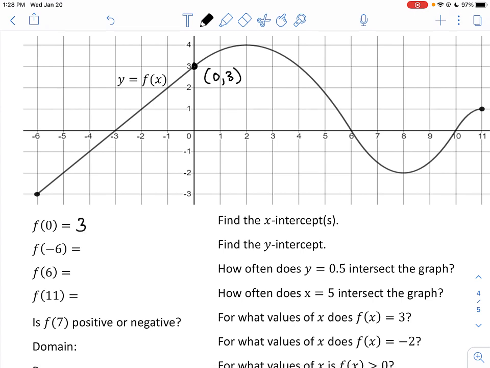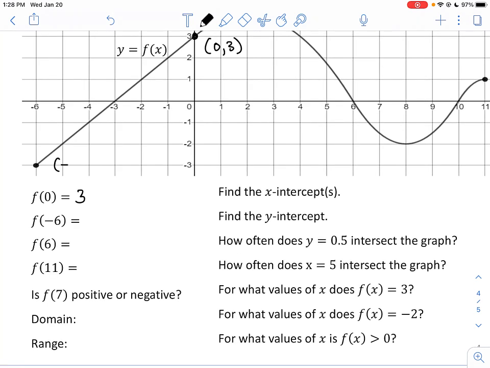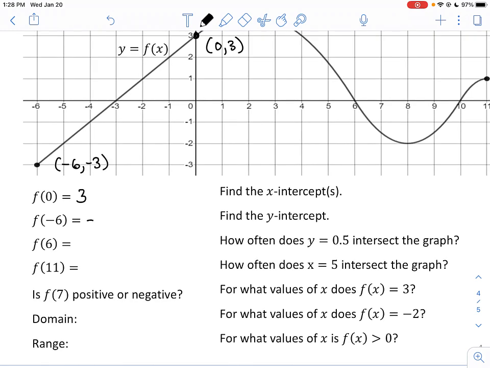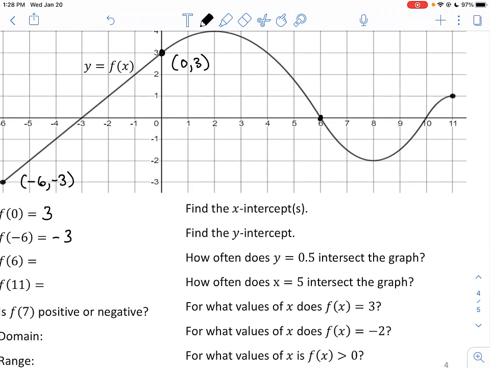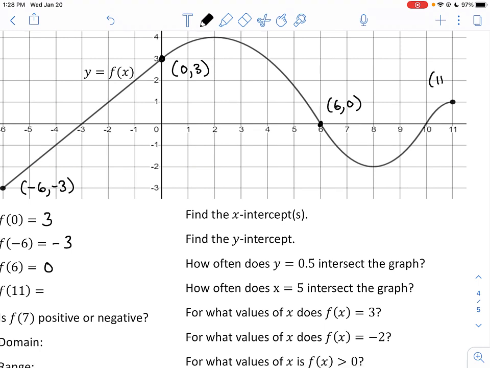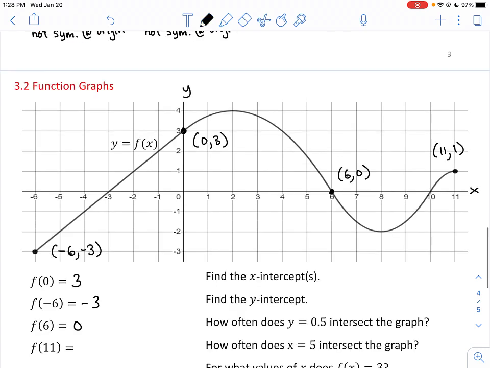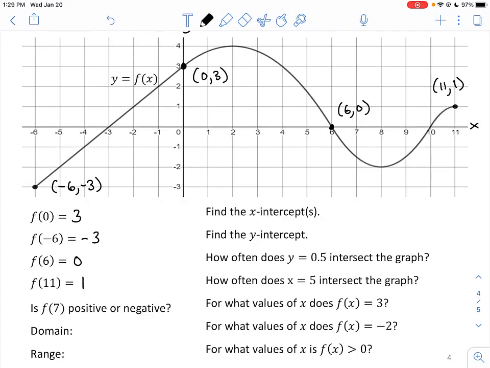And we just do this for the next 3. F of negative 6. There's a point down here that has an x-coordinate, or input coordinate of negative 6, and the output is negative 3. So f of negative 6 will be negative 3. F of 6. Here's the point that has a 6 x-coordinate and has a y-coordinate of 0. So f of 6 will be 0. F of 11. The input is 11 and the output is 1. Okay, as soon as you see this notation, we know that x has to be the horizontal axis, right? Y has to be the vertical. So f of 11 is 1.